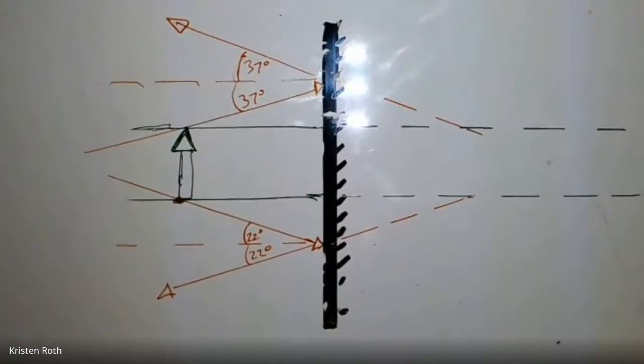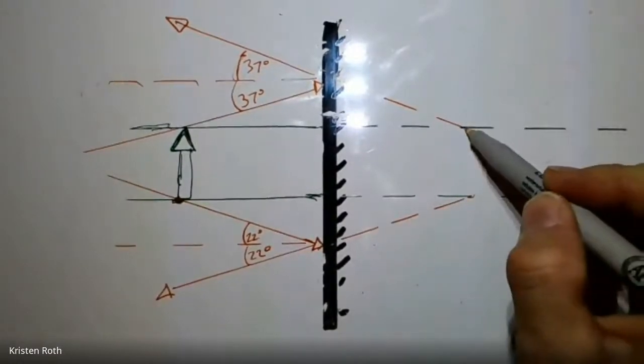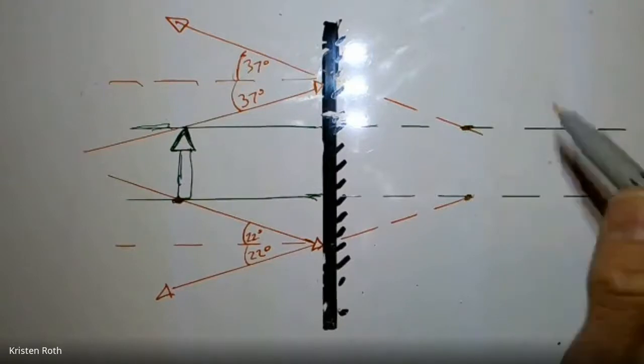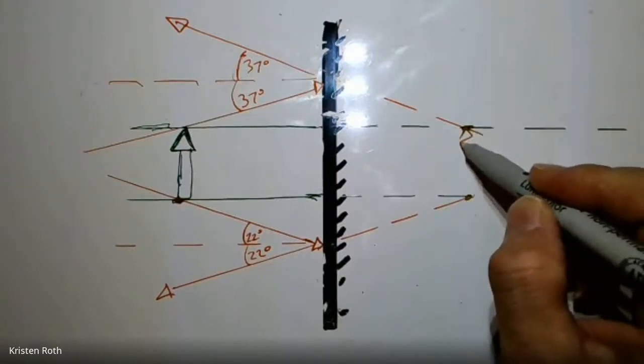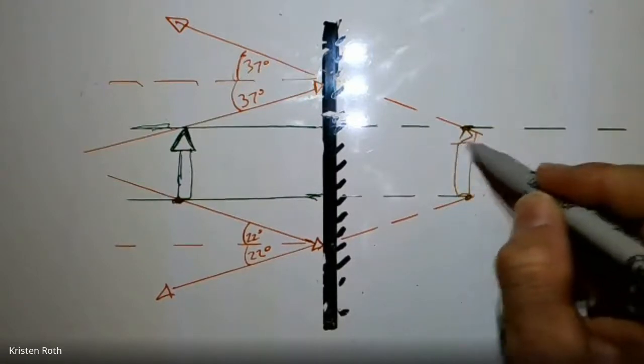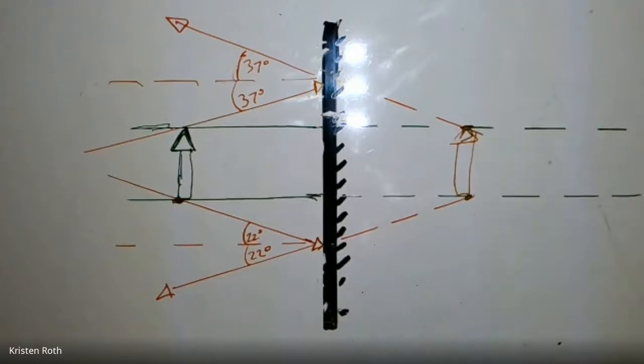And where these lines meet, here and here, is where our, okay, not quite our arrow, but you get the gist of it, that is where our image would be. Okay? And that is how you would locate an image in a plane mirror using a ray diagram.